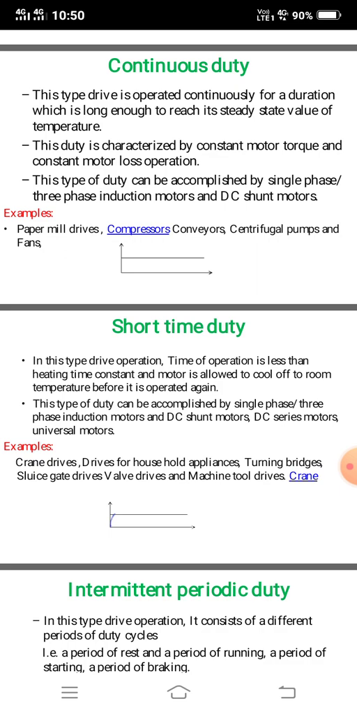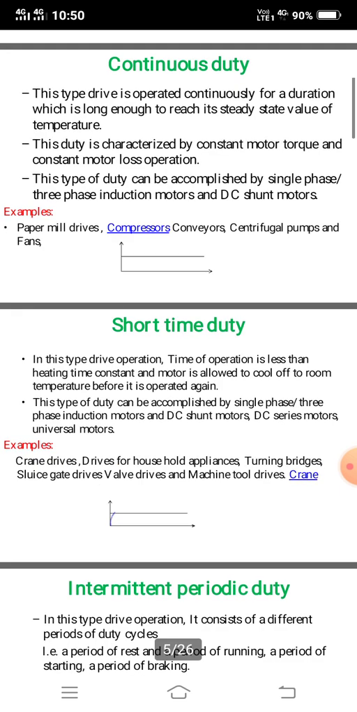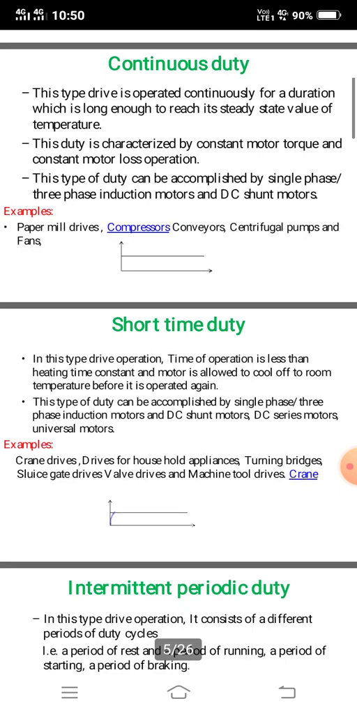Drives for household appliances, like mixie, grinder, washing machine, fan, these loads run depending upon our needs. So this is short time load. If we want to grind some goods in the mixer grinder, the mixie is on only for some minutes. Okay, so this is short time load.